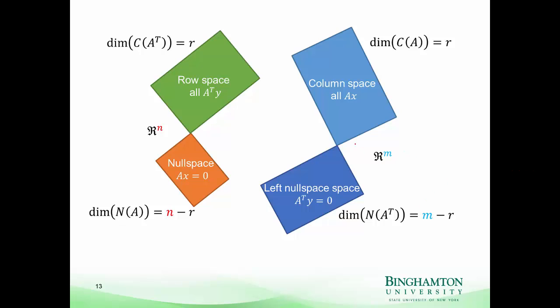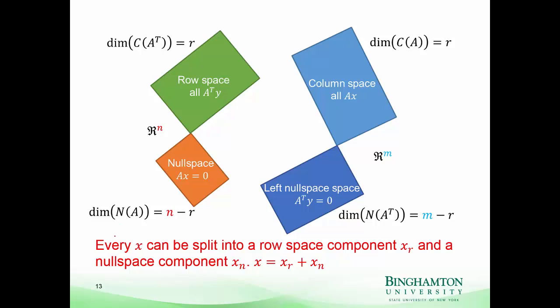The other thing, I don't show it here, but remember we put the orthogonal symbol here so that anything in the row space is orthogonal to the null space. Anything in the column space is orthogonal to the left null space. That comes for free as soon as you know that they're orthogonal complements of each other.